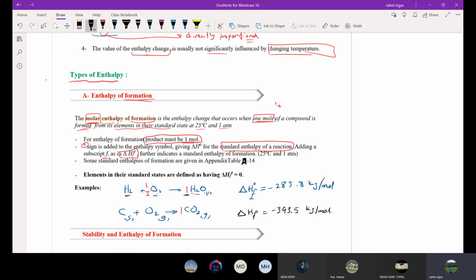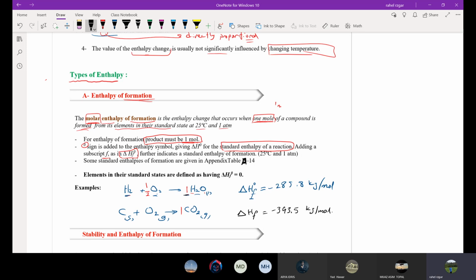If we want to say for the formation of 1 mole of H2O, whenever you say delta HF of H2O is negative 285.8, you will understand that for the formation of H2O from its elements is this number.